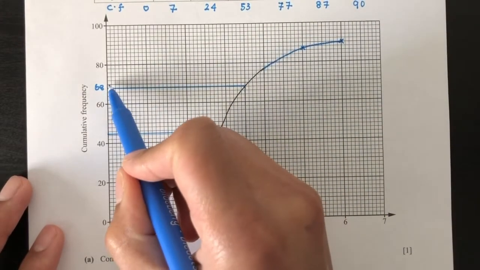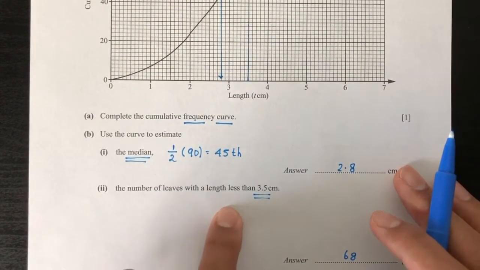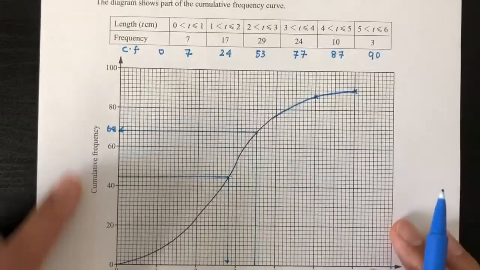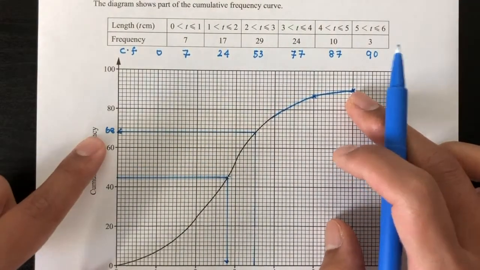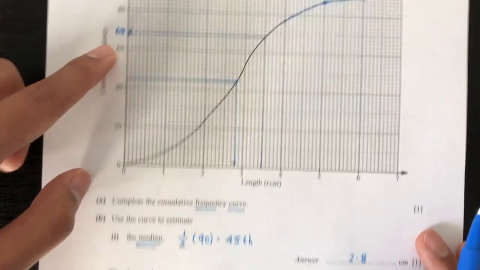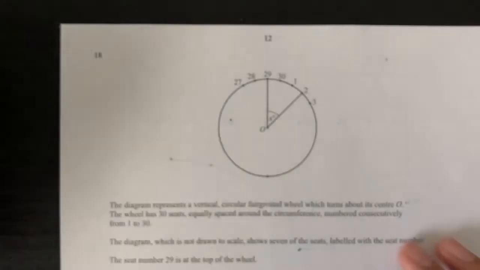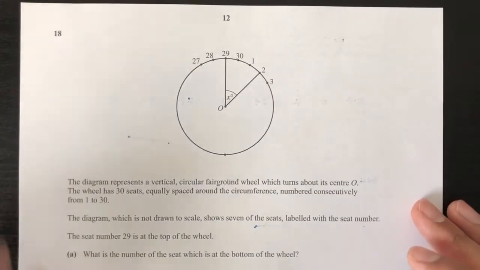Okay, so for example, what if the question asks you, what is the number of leaves which is more than 3.5? So you will take 90 minus 68 in that case. But right now it's just less than, so you get the value directly from that. That will be 68. And that will be 17. Now let's move on to question 18.